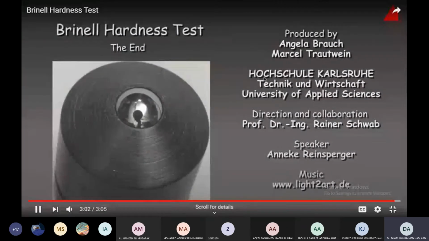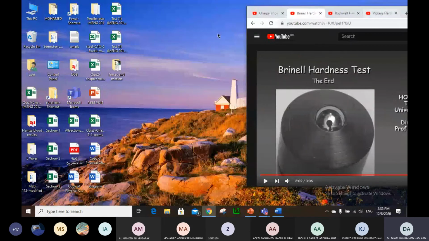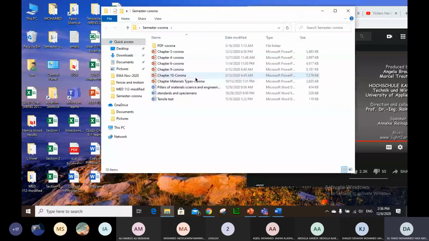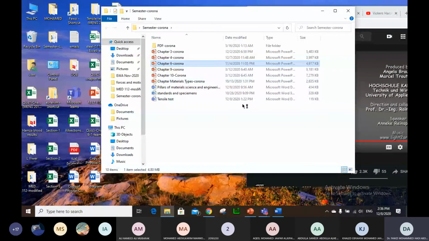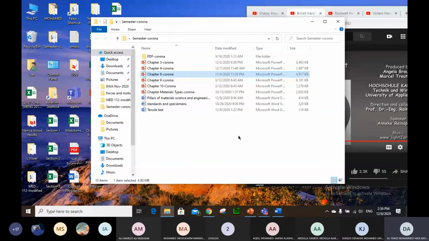Let me just remind you of something. I can just show you the table in chapter 6 here, so as to remind you of what we are doing here. Is it opening? No? It's not opening.